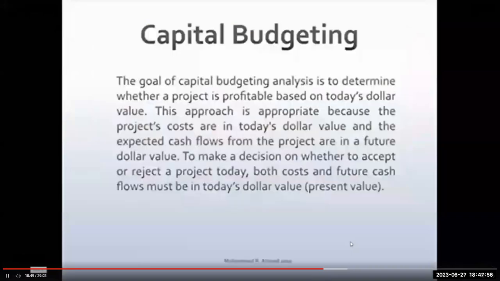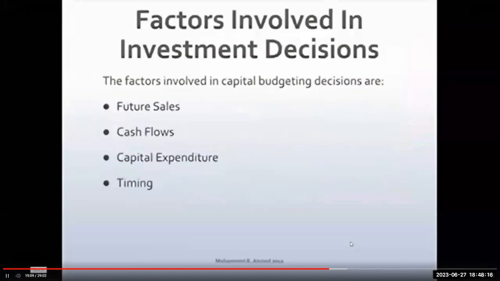The goal of capital budgeting analysis is to determine whether a project is profitable based on today's dollar value. This approach is appropriate because the project costs are in today's dollar value and the expected cash flows from the projects are in future dollar value. To make a decision on whether to accept or reject a project today, both cost and future cash flows must be in today's dollar value. The factors involved in capital budgeting decisions are future sales, expected cash flows, capital expenditure, timing.